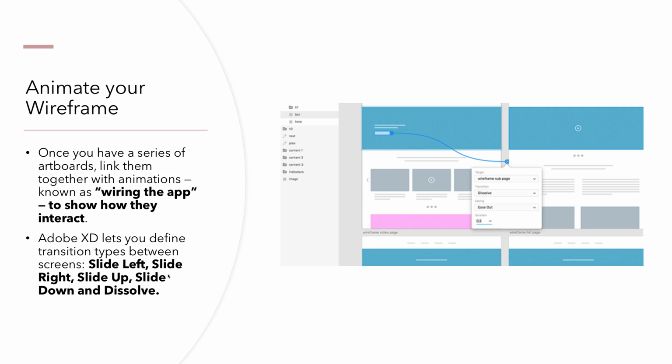Then animating your wireframe. So this is the cool part about Adobe XD. You link them together, which is called wiring the app, and it actually shows how they interact. So when somebody clicks on this word or button, it takes them to this part, either the sub part of the page or a new page. How it does that, we can actually set up in Adobe XD, and the developers can code for that later. So is it going to dissolve, ease out, ease in, swipe left, swipe right? However you want it to transition, that's something that you can program in at this time.